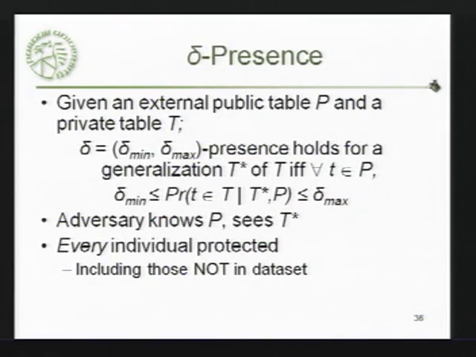Now, the key: the adversary knows this public information. They see the anonymized data set, and their estimate that any given individual is in that data set has to be within these bounds. If so, you've met the delta presence standard.